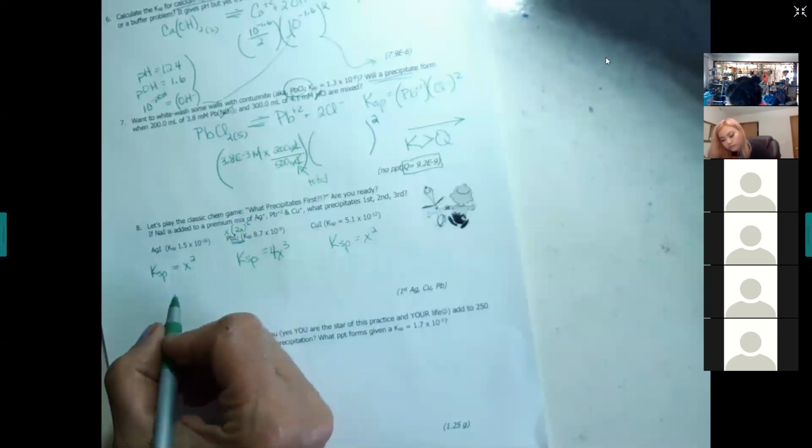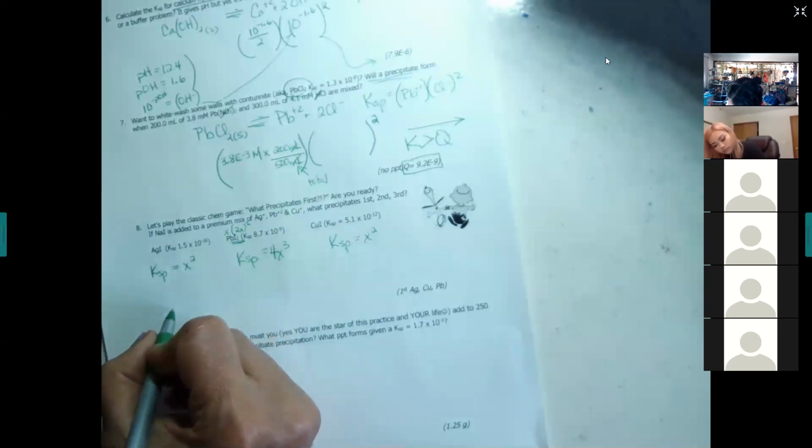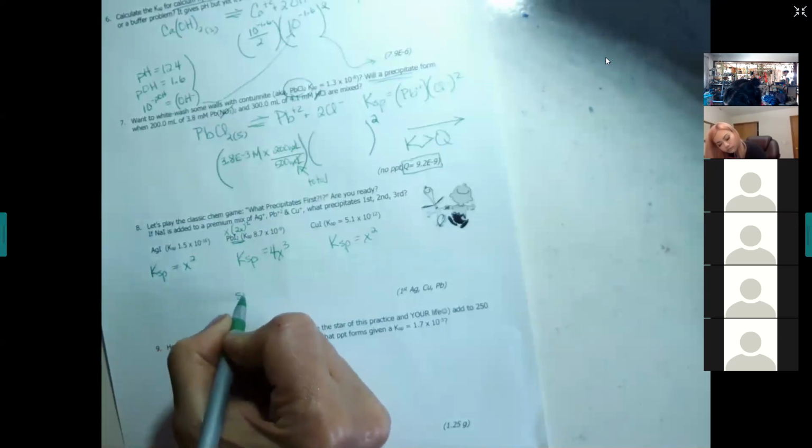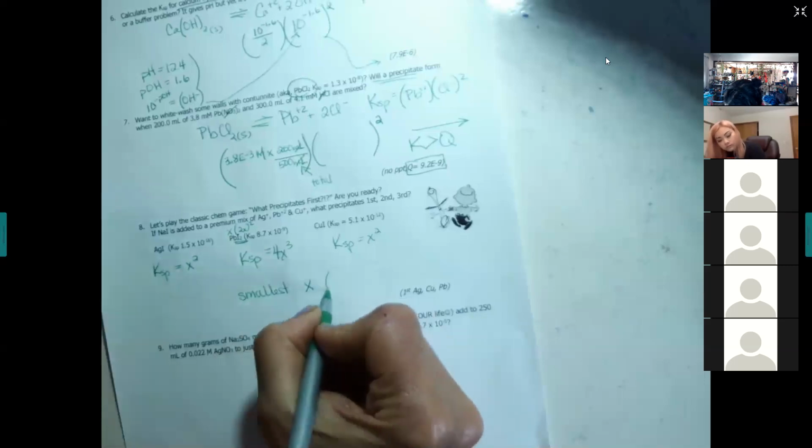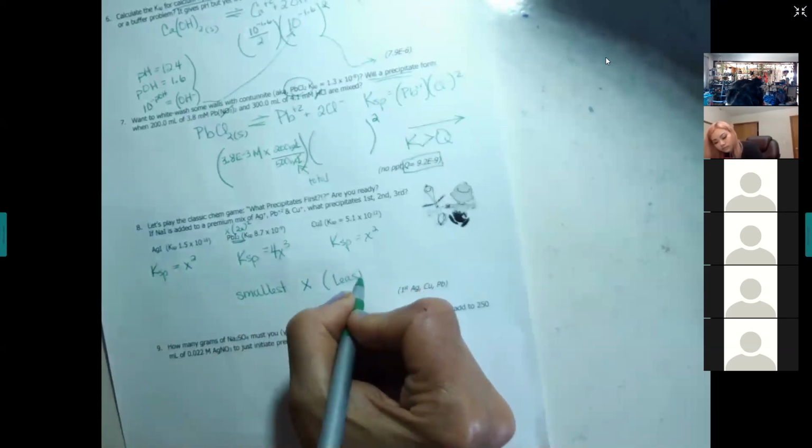So you want to figure out which one precipitates first. You solve for x. And what am I asking? Which precipitates first? The smallest x is going to be the least soluble.